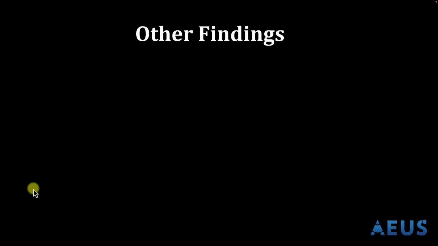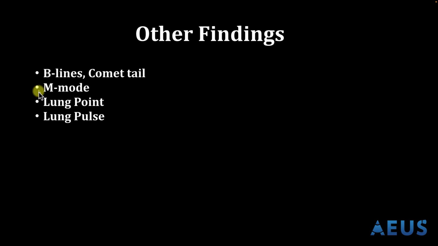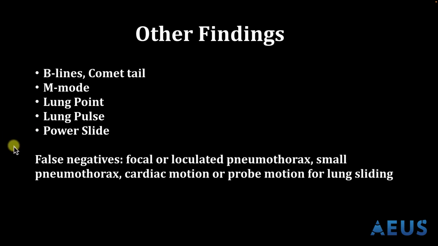Other than looking for lung sliding, there are other findings on ultrasound that may help you identify or rule out a pneumothorax. You can look for B-lines or comet tails. You can use M-mode to visualize the seashore or the barcode signs. You can scan for the lung point or identify a lung pulse. You can also use power slide or power Doppler to identify subtle lung sliding. There are also false negatives. A focal or loculated or small pneumothorax can be missed if you're not scanning in that area. Cardiac motion or movement of your probe can, in some ways, mimic the appearance of lung sliding, therefore masking a pneumothorax.